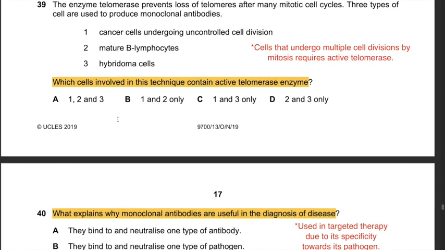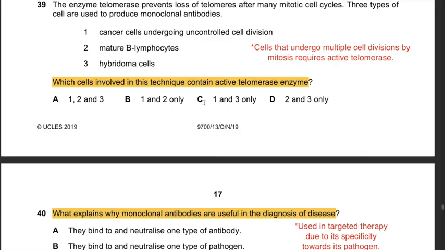Question 39. The enzyme telomerase prevents loss of telomeres after many mitotic cell cycles. 3 types of cells are used to produce monoclonal antibodies. 1. Cancer cells undergoing uncontrolled cell division. 2. Mature B lymphocytes. 3. Hybridoma cells. Which cells involved in this technique contain active telomerase enzyme? Cells that undergo multiple cell divisions by mitosis require active telomerase. And cell number 2, mature B lymphocytes, they are unable to undergo multiple cell divisions, whereas the others can. Therefore, answers having 2 in it are incorrect, leaving us with the answer being C, 1 and 3 only.